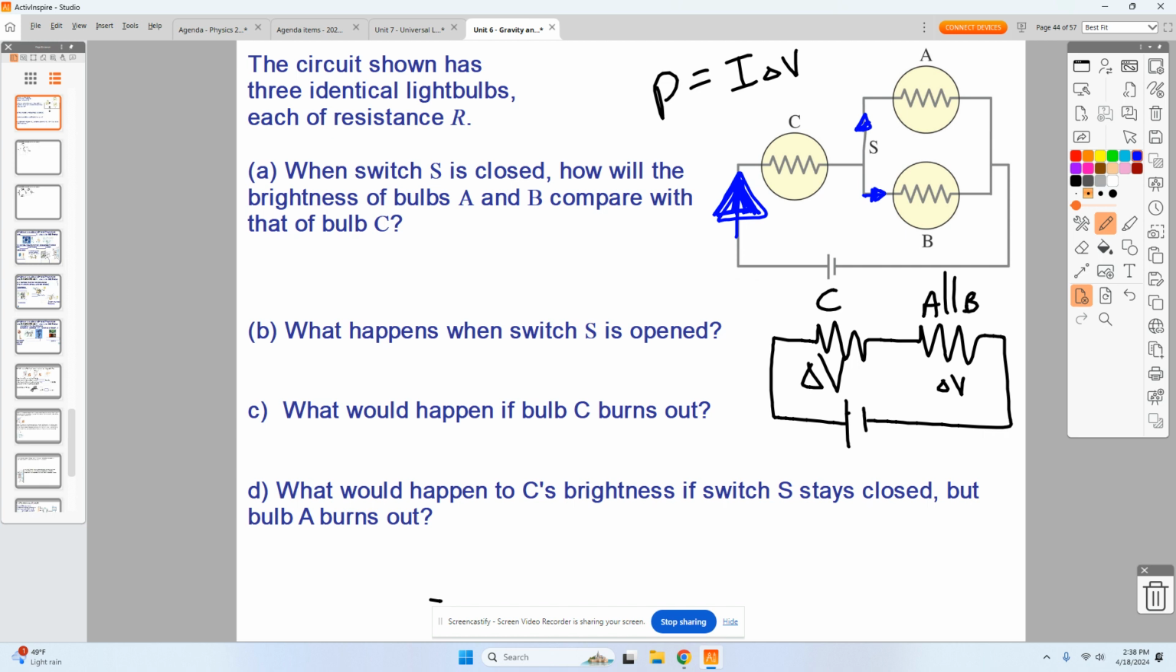Would you guys agree that letter D is exactly the same question as letter B? They are essentially the same thing. Whether or not I open the switch or bulb A burns out, effectively that portion of that circuit is dead. Good? Okay, now, kids that are not here today need to watch that video.